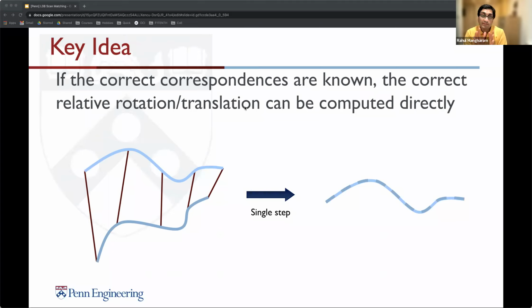So assuming that I have the surface here, the blue surface and the red surface, and I have a few correspondences indicated by those lines, I want to find the rotation matrix and the translation vector so that the two overlap. In this example, the red curve, or the curve on the top, is transformed to the curve at the bottom, in a single step, right?